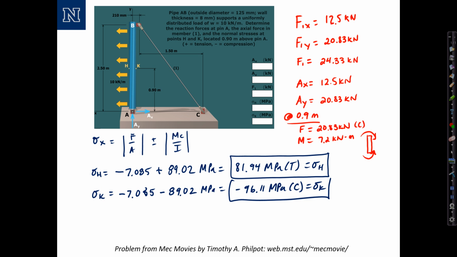You can see the result makes sense. We can visualize the beam bending in that direction. We know we're going to have tension on the H side, compression on the K side. Notice that the contribution of the stress due to bending is much larger than the contribution due to axial force, and this is very typical. This completes this video.